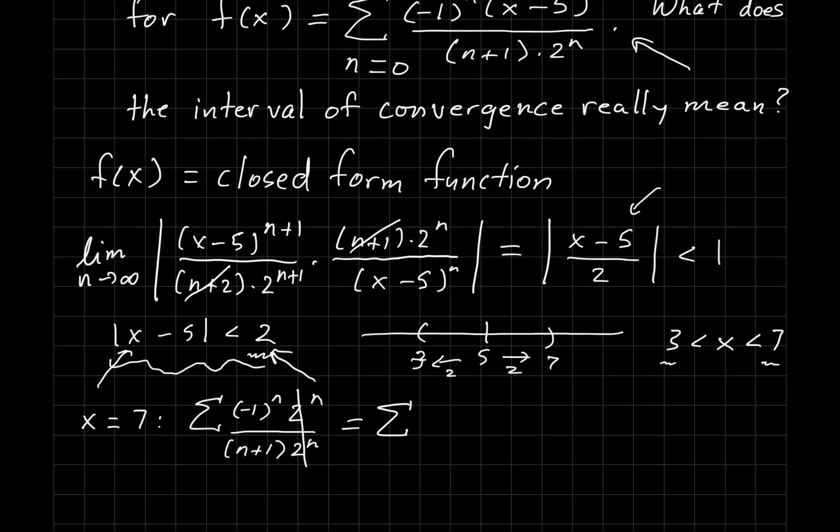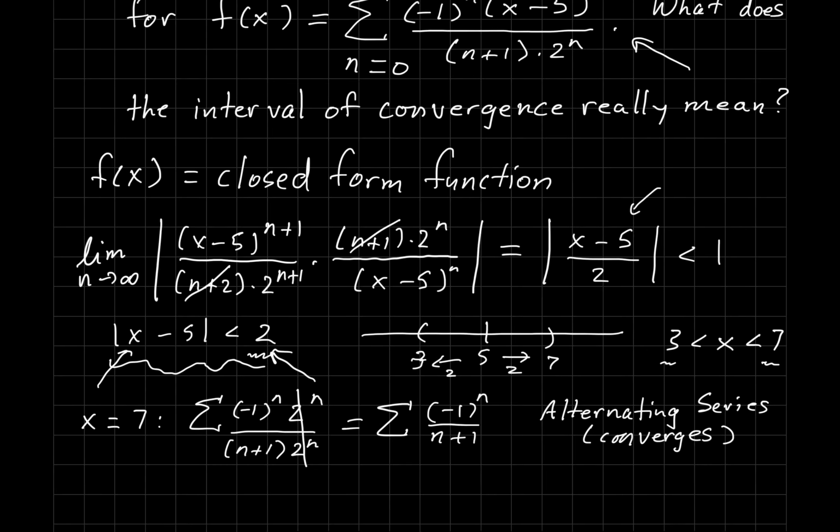But see how I can simplify this. The 2^n's cancel, and we're left with (-1)^n over n plus 1. This is an alternating series whose positive terms decrease to 0, which means that series would converge. So x equals 7, we have convergence.